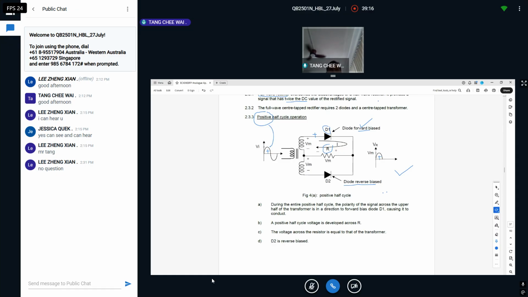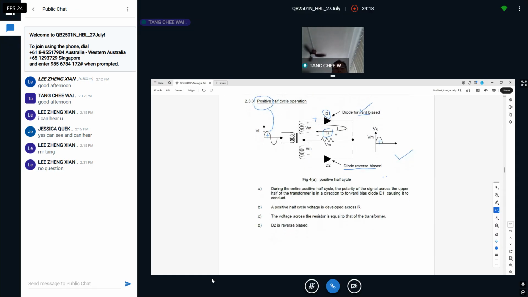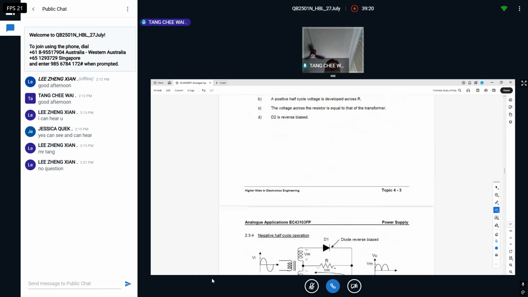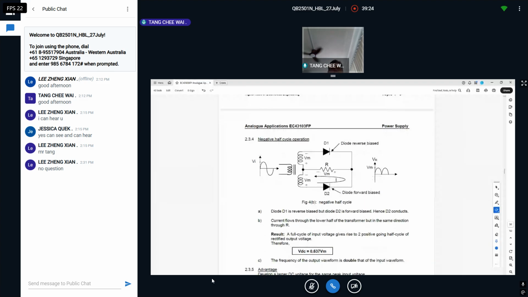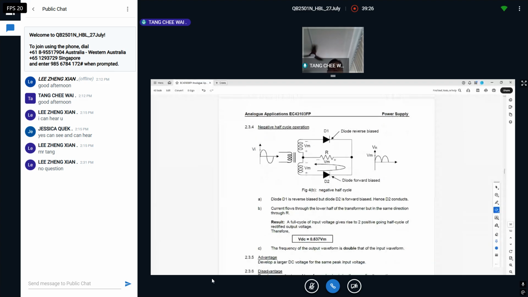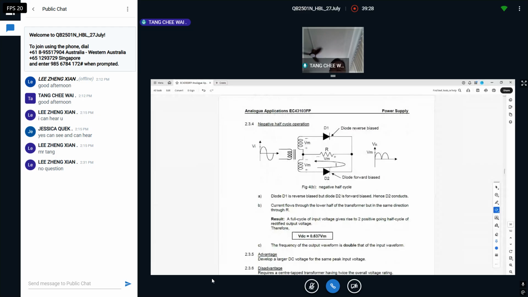Okay, then move on. Okay, now we talk about the negative cycle. Just now was positive, now negative. I just highlight to you first. Meaning here, negative cycle. So when this is a negative cycle, what happened?